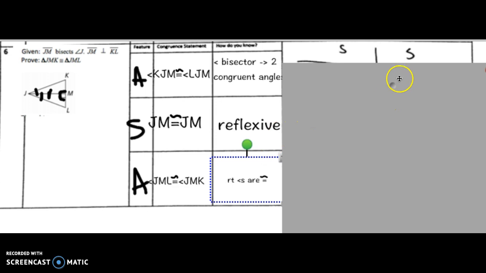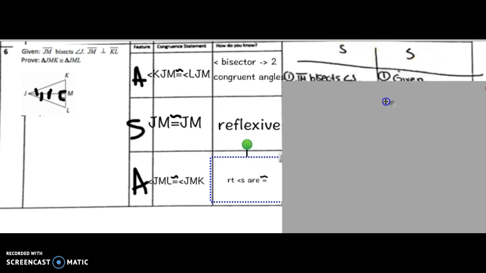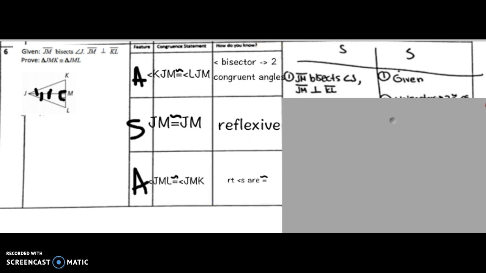So now I'm going to go through my proof. So I start with my statement and my reason. So start with your given. None of those given have congruent statements, so I can't mark anything off here. Then I'm going to go to my next one, which is KJM is congruent to LJM. That was my plan right here, because an angle bisector gives me two congruent angles.